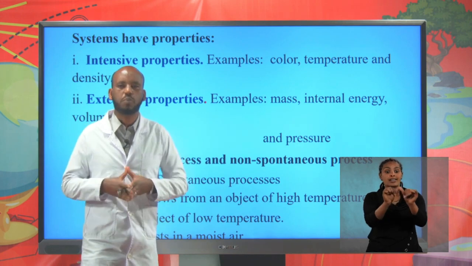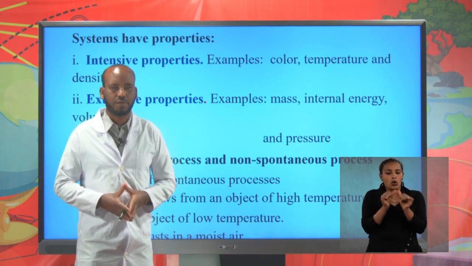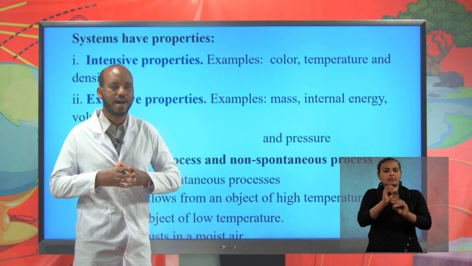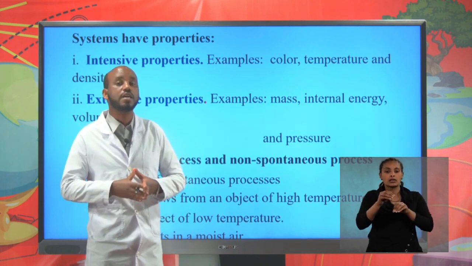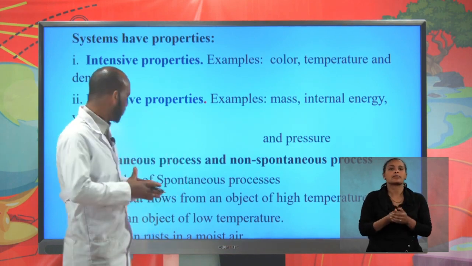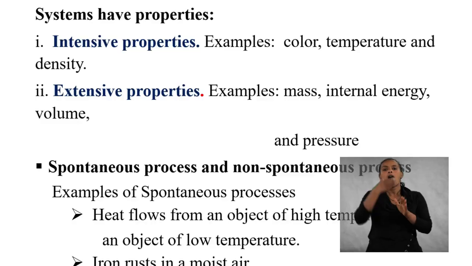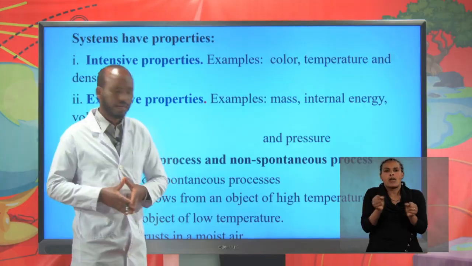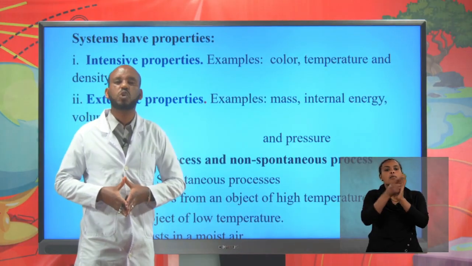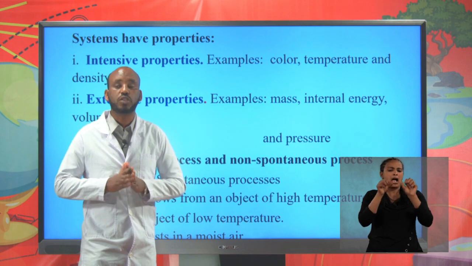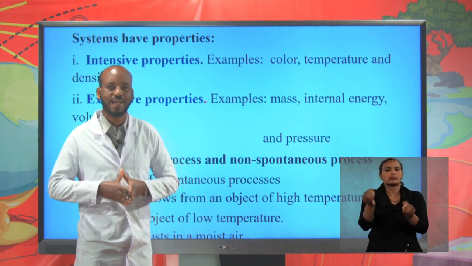Spontaneous process is a process which can proceed by itself without external action, without external influence. For example, heat flows from a body of high temperature to a body of low temperature. This process can proceed by itself. Iron rusts in moist air. Again, this is an example of spontaneous process, it can proceed by itself without external agents.